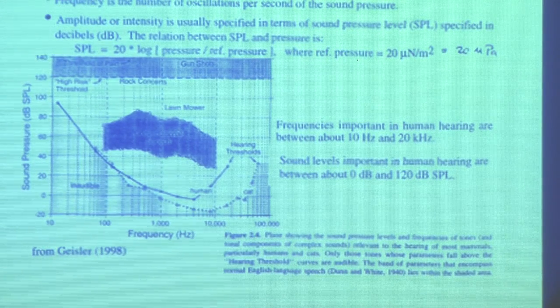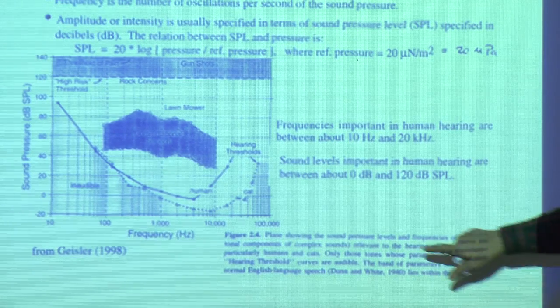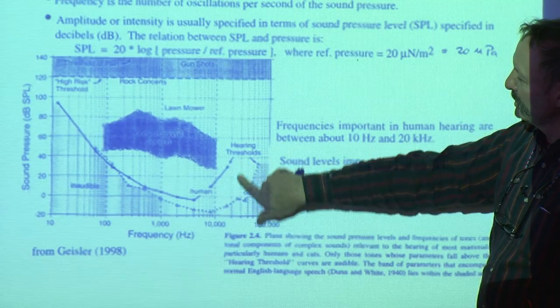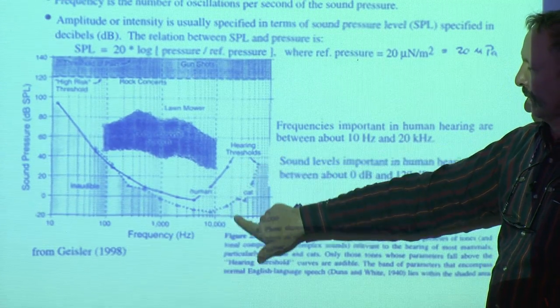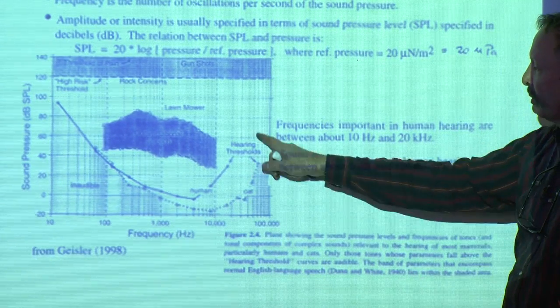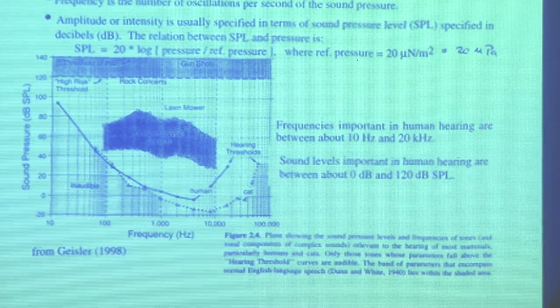And maybe some of you have had dog whistles that you blow and you don't hear anything, but the dog comes because it's a very high frequency beyond the upper limit of human hearing, but well within the hearing range of those species. So different species have different hearing ranges.